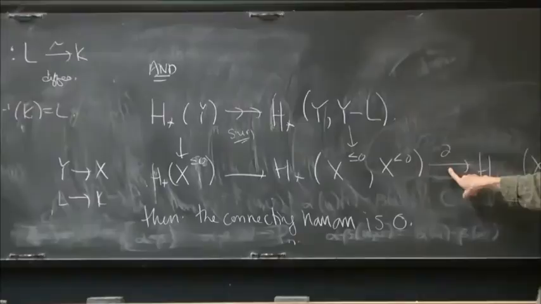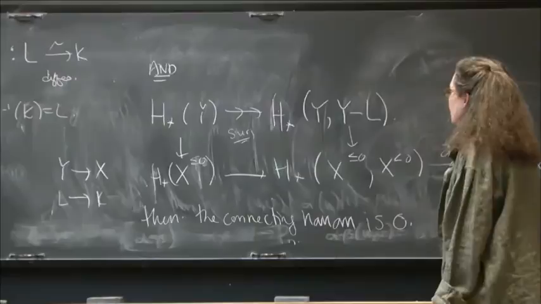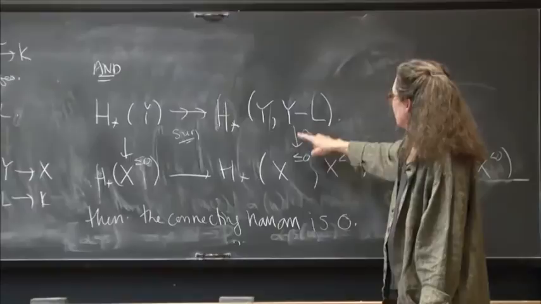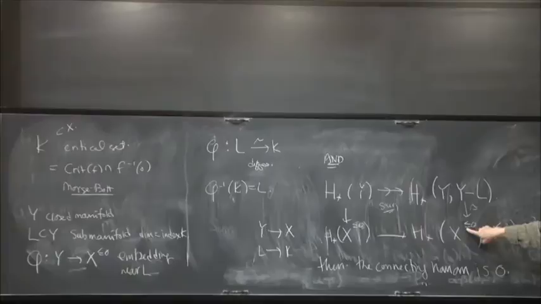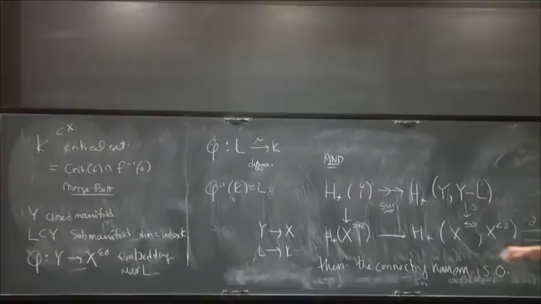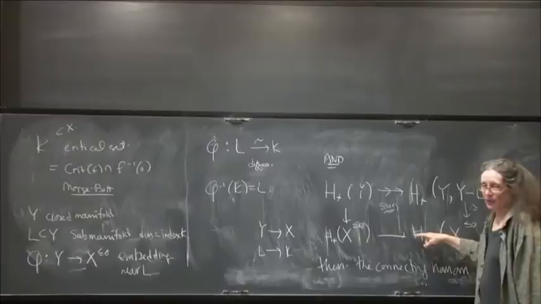So if this map is surjective, then these two are isomorphic, right? Because this is the level homology. These are both copies of the level homology. We're assuming that there are no critical points at level 0 except for K, right? So anything else that appears at level 0 can be pushed down. So if this is surjective, this is an isomorphism, and that means that this map also has to be surjective. Yes?